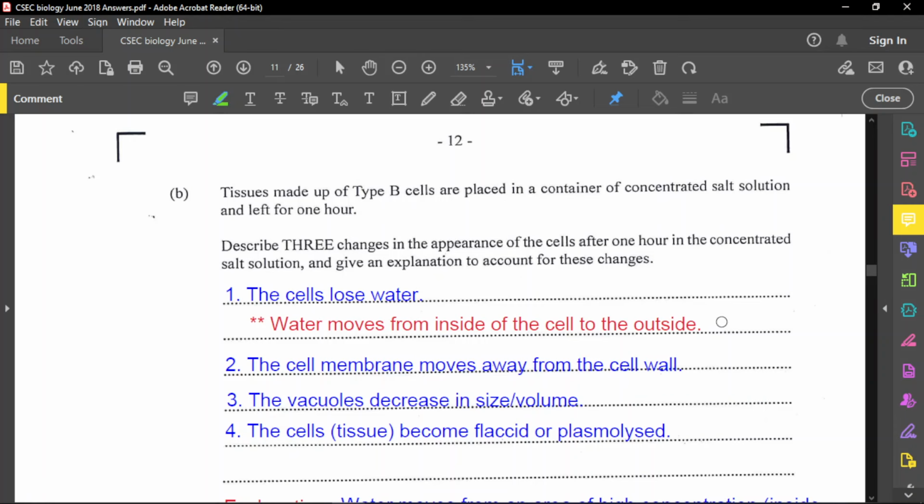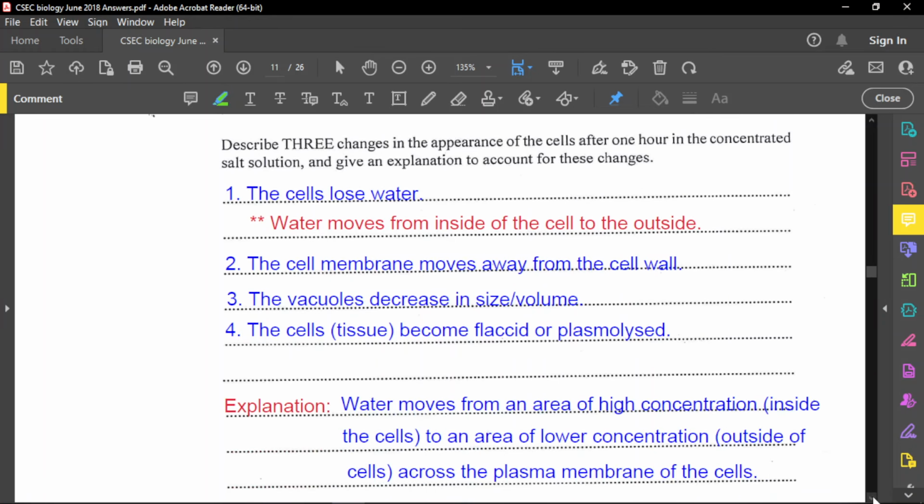And so what will move from the inside to the outside of the cell? That's pretty much what will happen. The cell membrane moves away from the cell wall, and the vacuoles decrease in size or volume, and the cells together, which is a tissue, become flaccid or plasmolyzed. So all the cells will become flaccid or plasmolyzed.